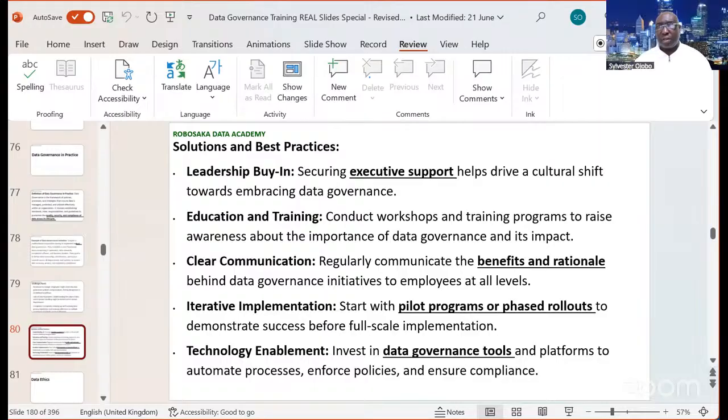Absolutely. Clear communication. You don't just talk. You communicate, and your communication, one of the characteristics, has to be clear, concise, and precise, so that people can easily understand what has been put across to them. Not only just telling them the benefits of it and the rationale behind such initiative.